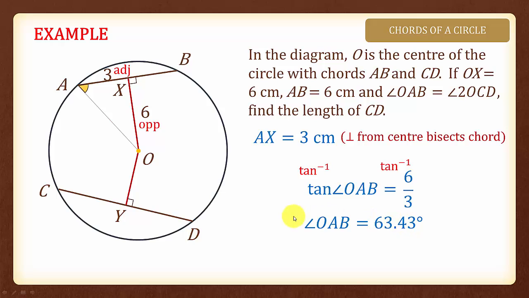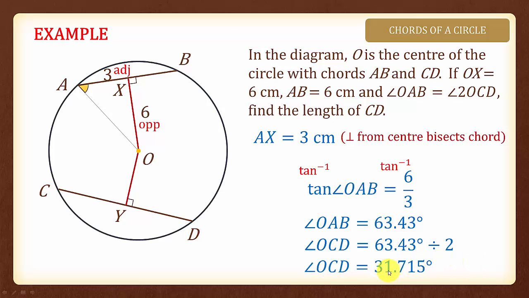And we have angle OAB equals to 63.43 degrees. Since angle OAB is twice angle OCD, to find angle OCD, we will need to divide angle OAB into half. And angle OCD is equals to 31.715 degrees.